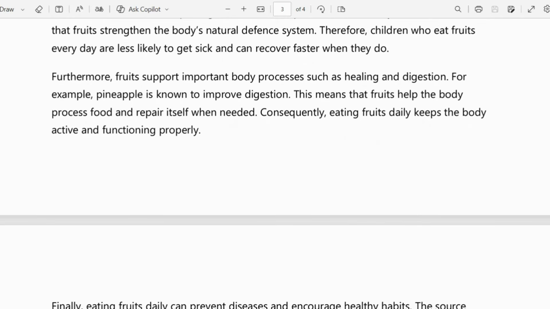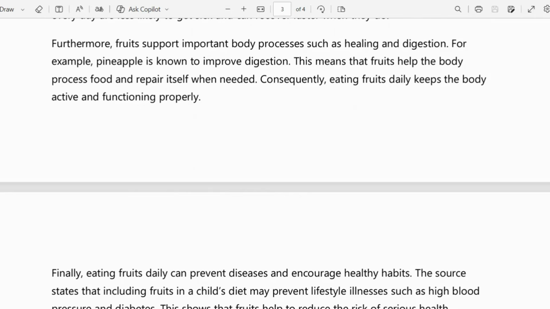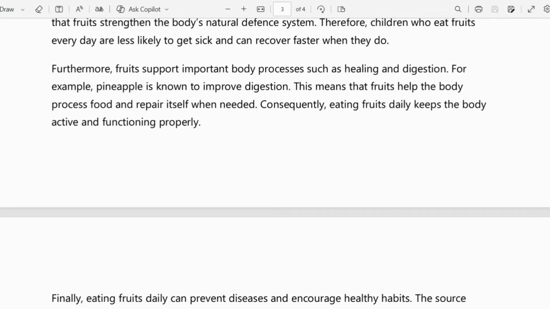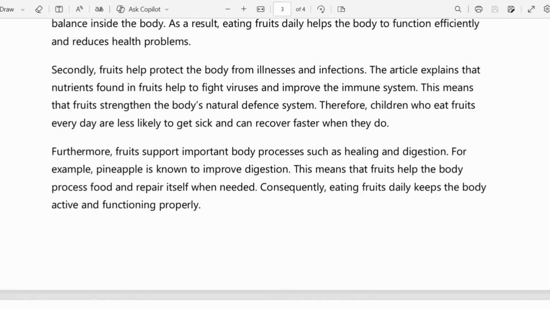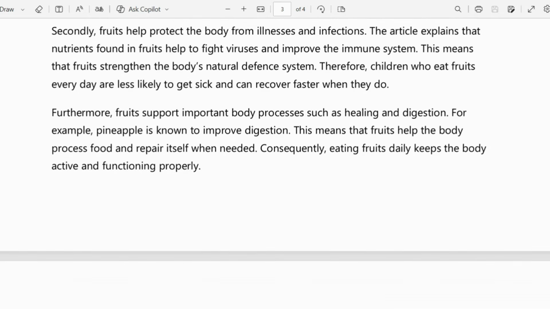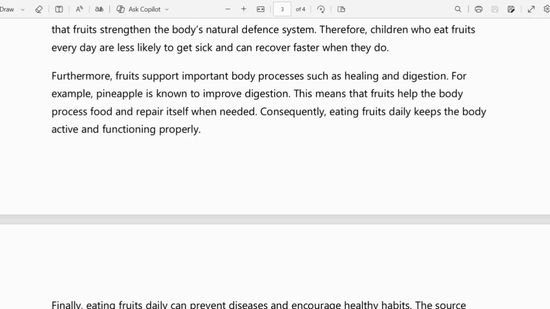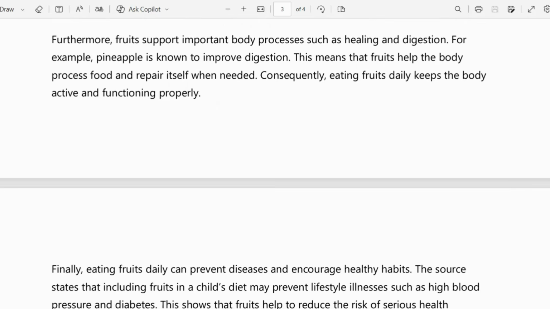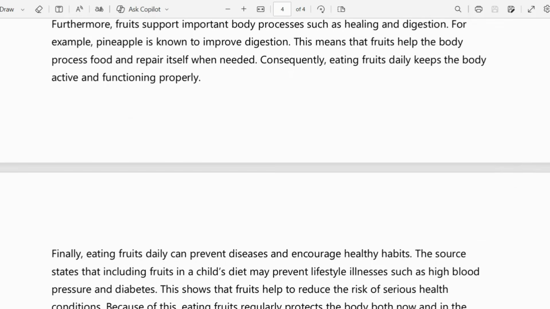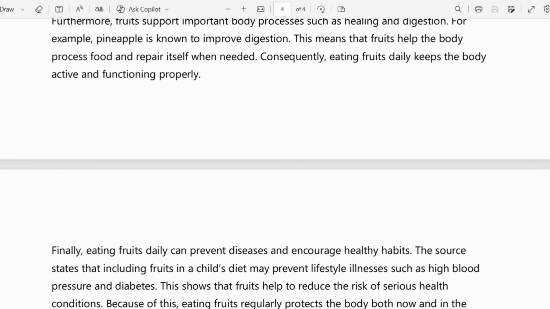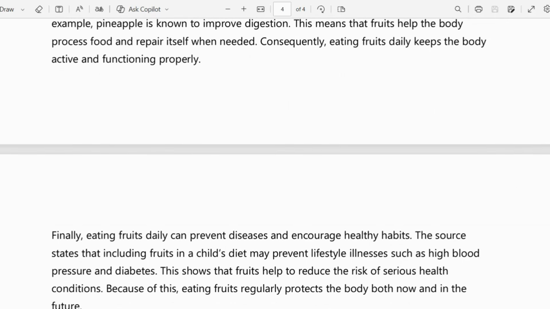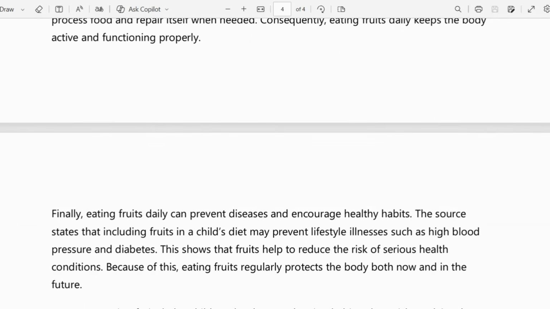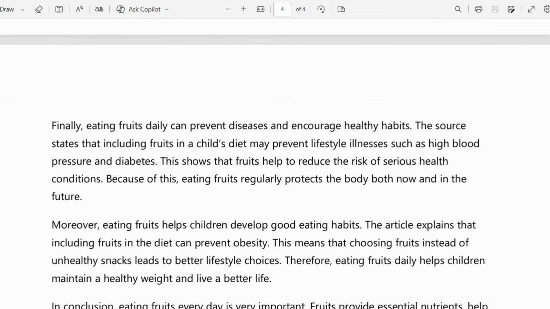Furthermore, fruits support important body processes such as healing and digestion. For example, pineapple is known to improve digestion. This means that fruits help the body process food and repair itself when needed. Consequently, eating fruits daily keeps the body active and functioning properly.